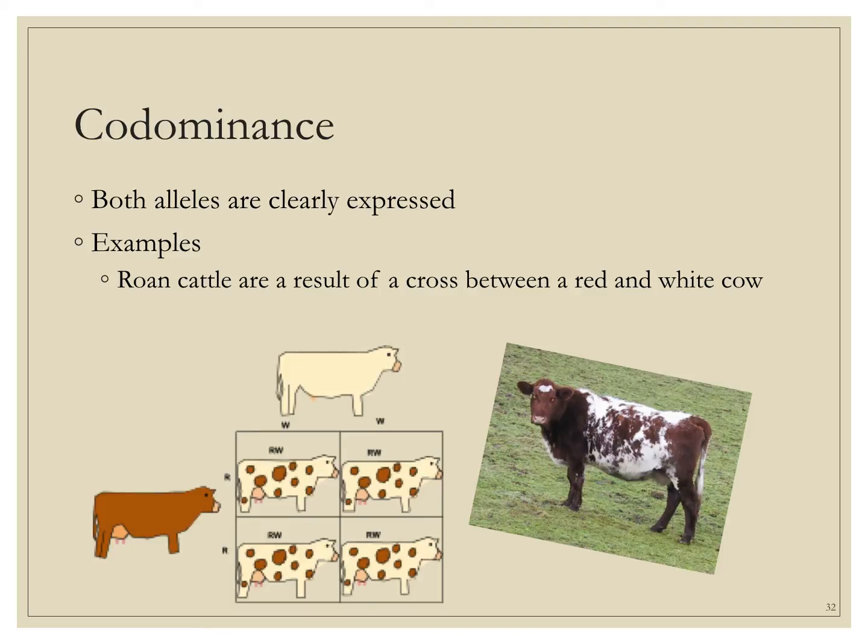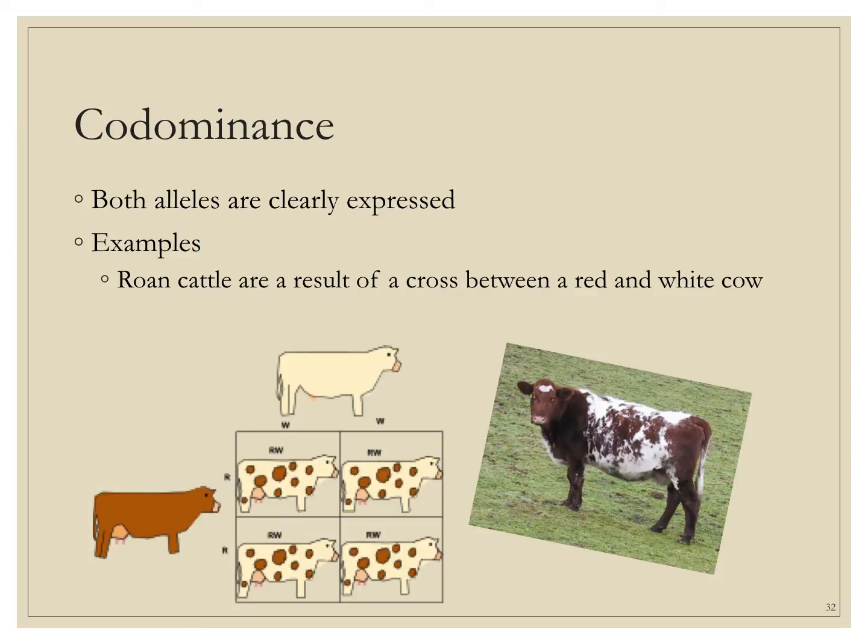So first we have codominance. Codominance is when both alleles are clearly expressed. I always think of the prefix co means to share. So both of those traits are going to share the stage. You'll be able to clearly see them both expressed. And the example we have here is a roan cow. Roan cattle are a result of a cross between a red cow and a white cow.